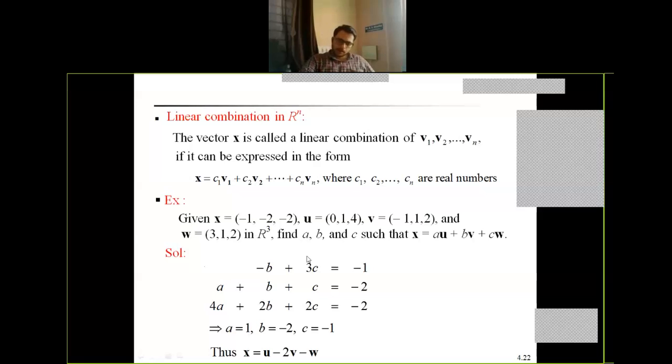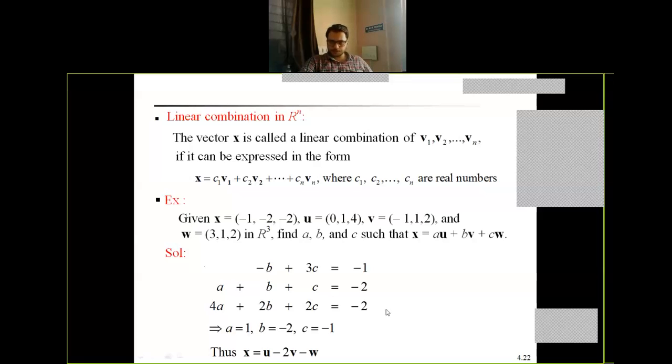And the third component in every vector, we have put is minus 2: 4, 2, and 2. So 4a plus 2b plus 2c is equal to minus 2. If we try to solve these equations using any method, we will get a is equal to 1, b is equal to minus 2, c is equal to minus 1. And hence we can say that x is equal to u minus 2v minus w, correct?